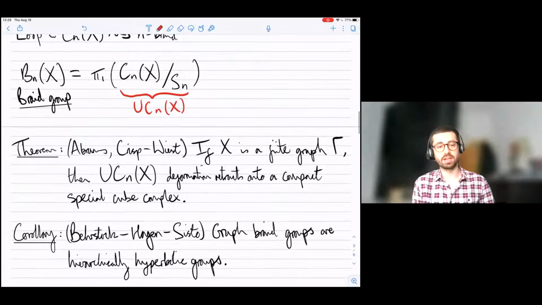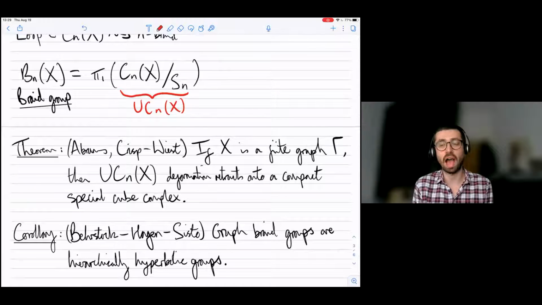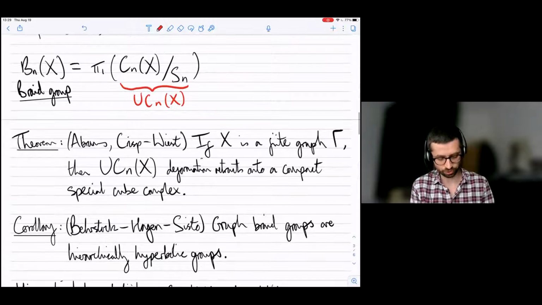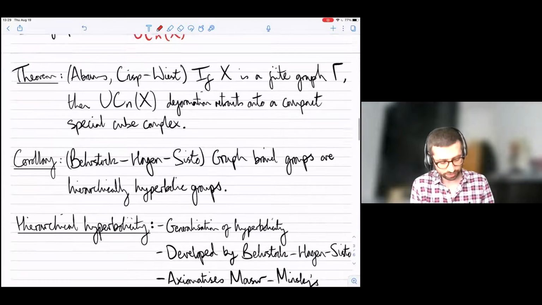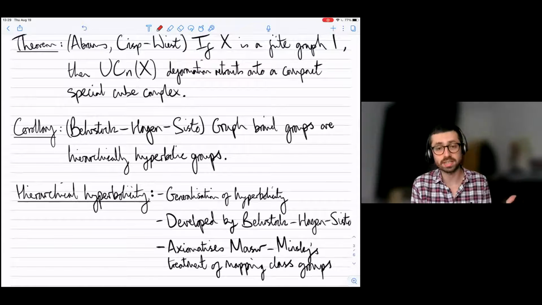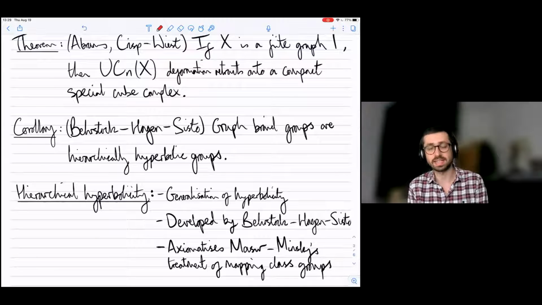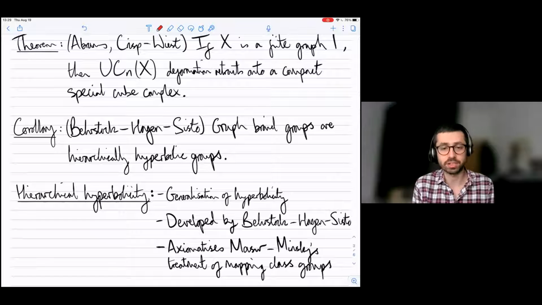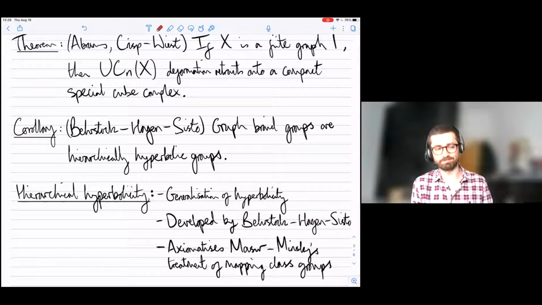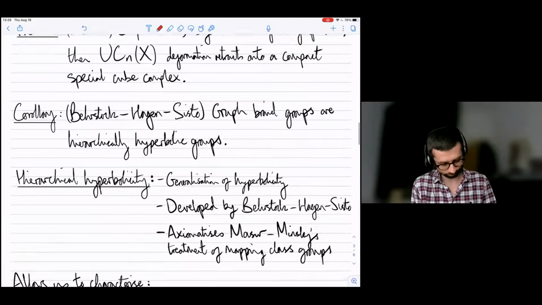Among other things, it implies that graph braid groups are hierarchically hyperbolic groups due to a theorem of Behrstock, Hagen, and Sisto. Briefly, hierarchical hyperbolicity is a generalization of Gromov hyperbolicity. It was developed by Behrstock, Hagen, and Sisto as a way of axiomatizing Masur-Minsky's treatment of mapping class groups using curve graphs and subsurface projections and so forth. So we have analogs of all those tools.